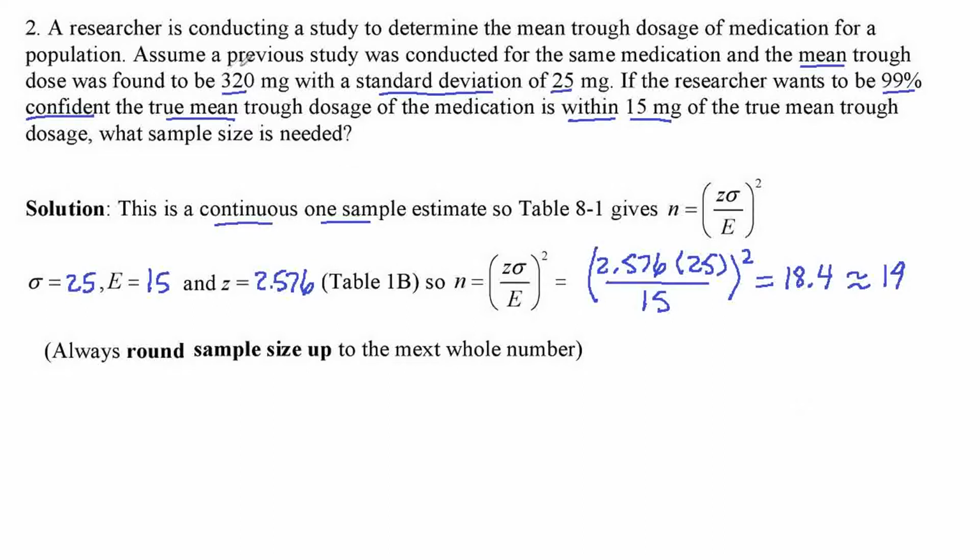Now notice that the 320 was not used here. So that's extraneous information. So a previous study told us that it was 320. Now if we wanted to actually compute the interval, then we would need the 320. That's our X bar.